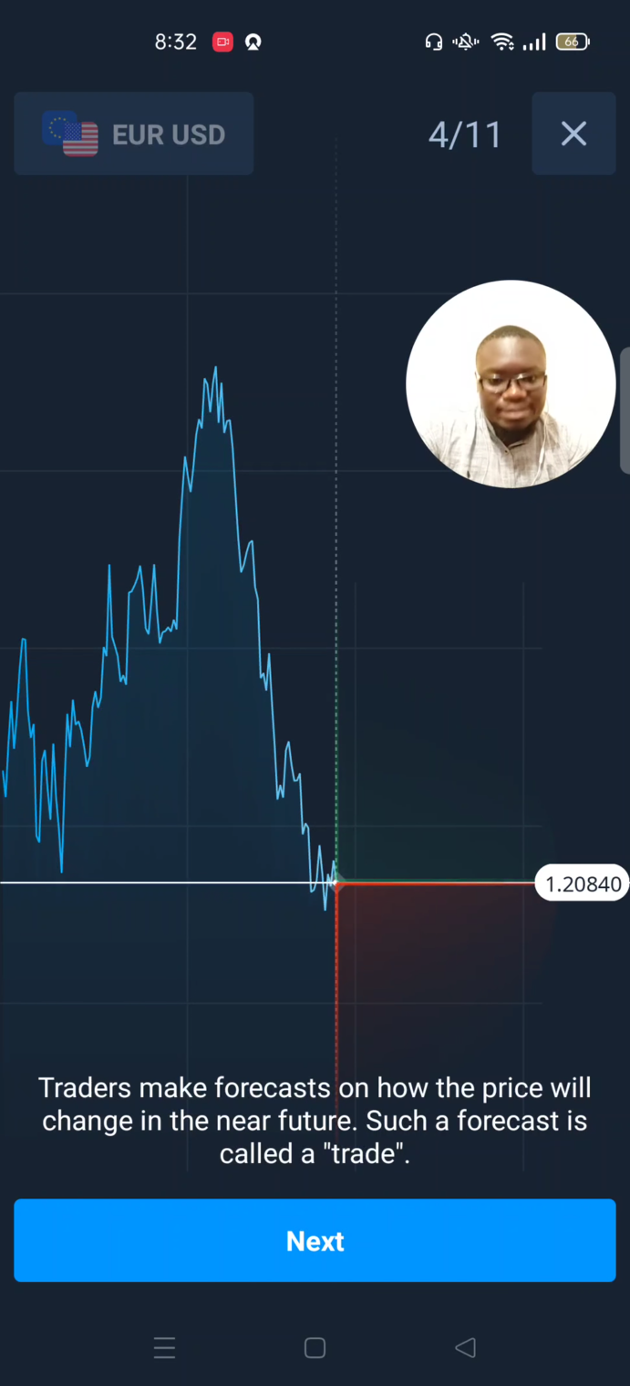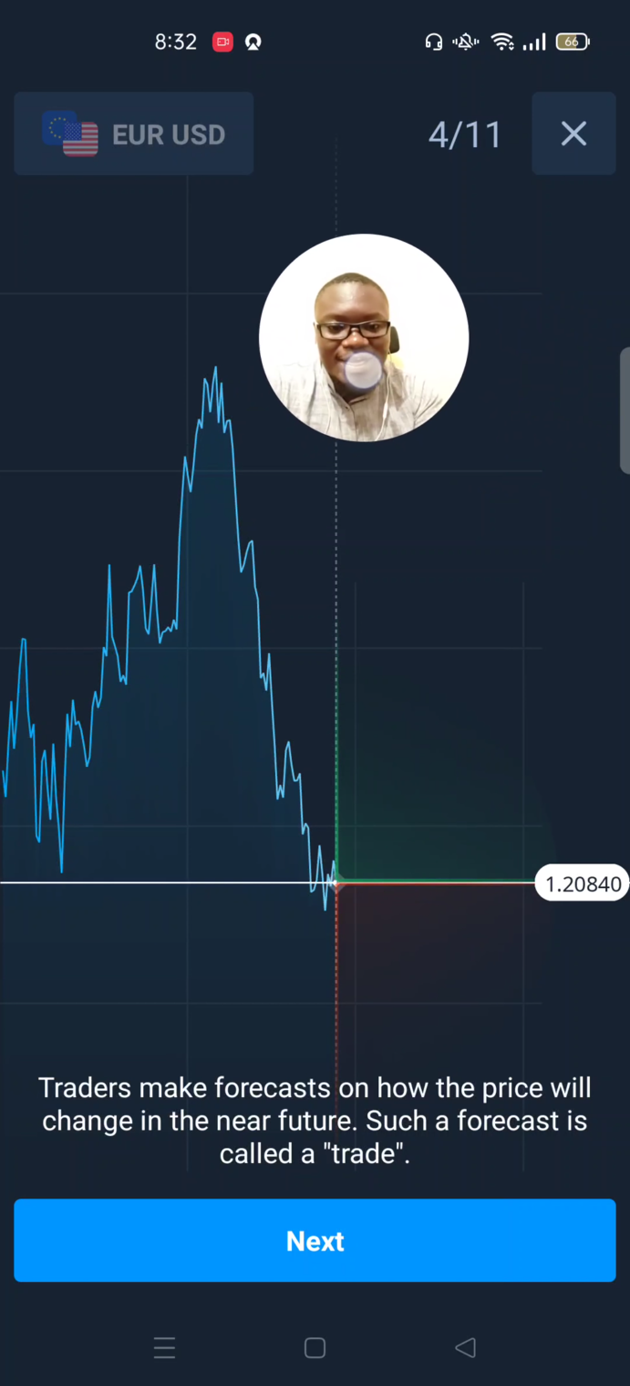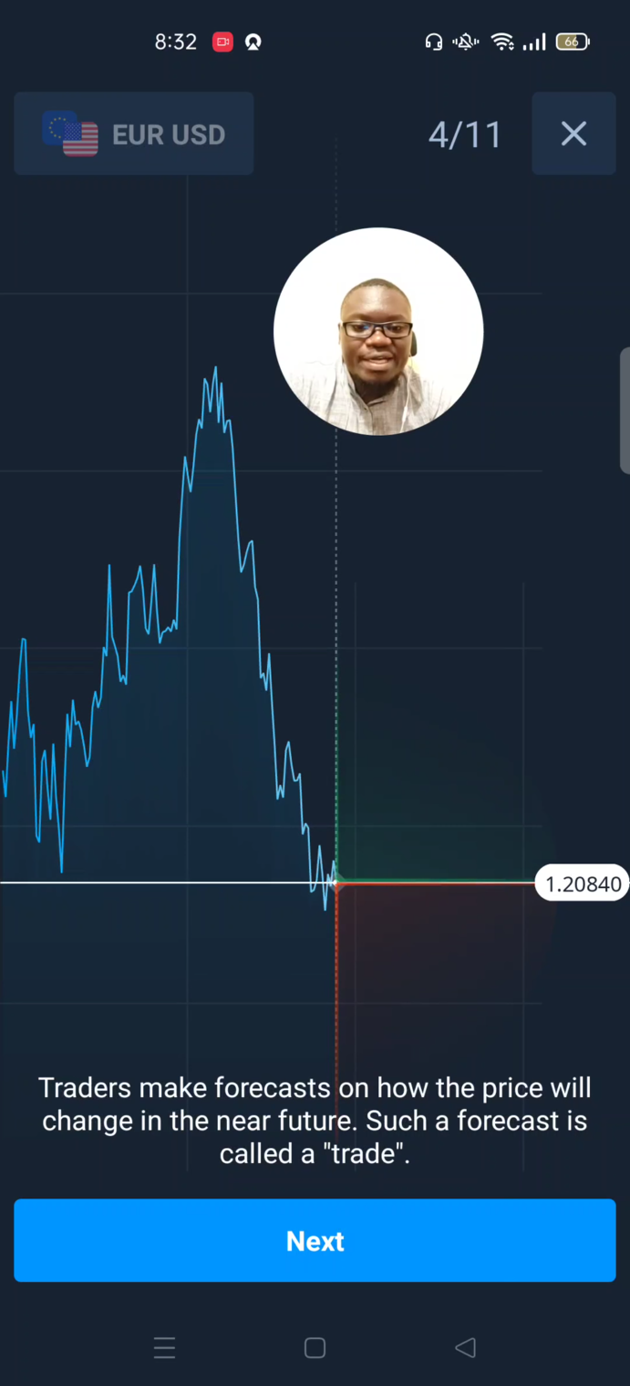On to our next unit, our next topic. The next one talks about making a forecast. Traders make forecasts on how the price will change in the near future. Such a forecast is called a trade. For example, you can predict that in the near future, this asset will move from this price, the price that is quoted here, to the top. When you do that, it means you are trading, and we can now call you a trader.